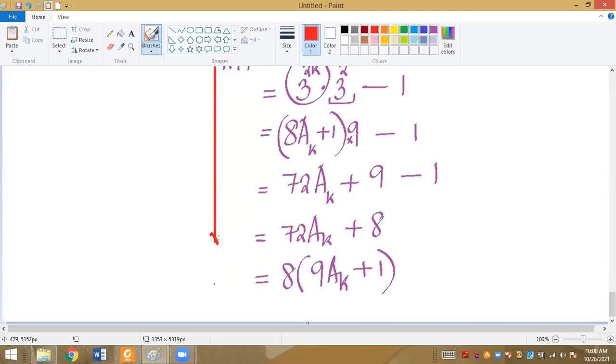That statement is 8a_(k+1). So at k plus 1, the 8 as a multiple is still possible, which confirms that still proof holds.